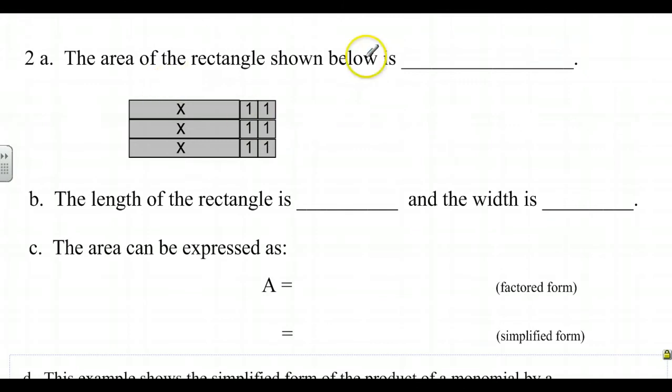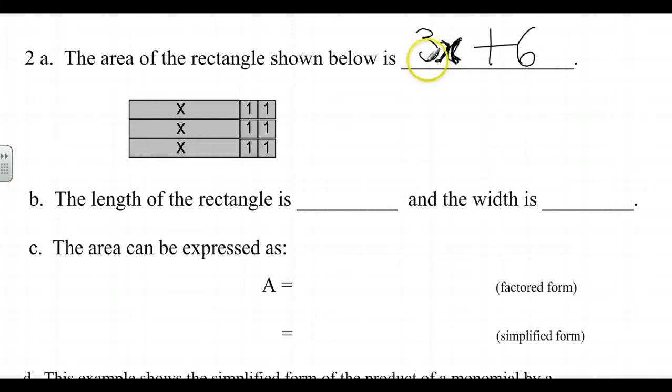So what's the area of this rectangle? Well, this area is x, x, x, so that's 3x, and 1, 2, 3, 4, 5, 6. So we have 3x plus 6. Let me clean up the x. There, nice, dark. The length of the rectangle, well, that's x plus 2.